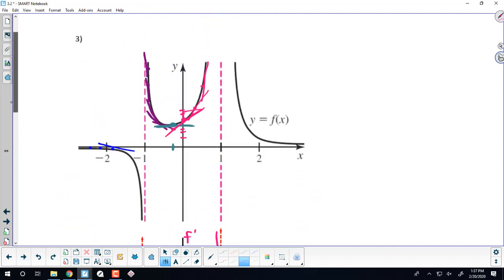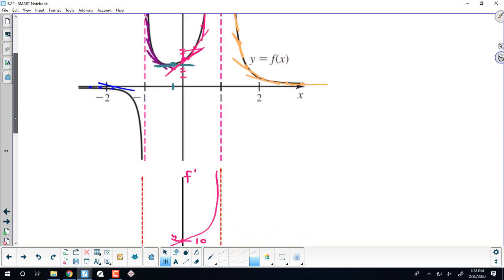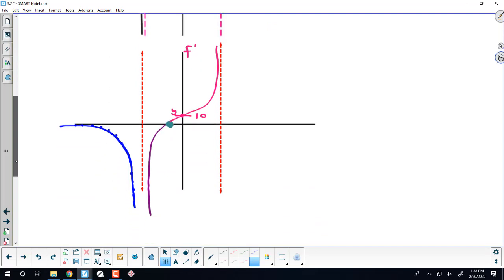Okay, and then to the right of our asymptote at 1, what are these slopes doing? What's the slope of this line here? Is that positive or negative? Negative. Still negative. Getting less negative. So they start out really negative and get less negative. So we're going to start out down here below the x-axis, really negative, getting less negative.